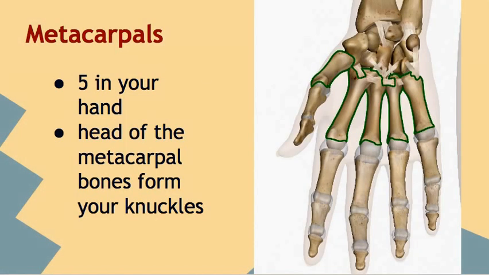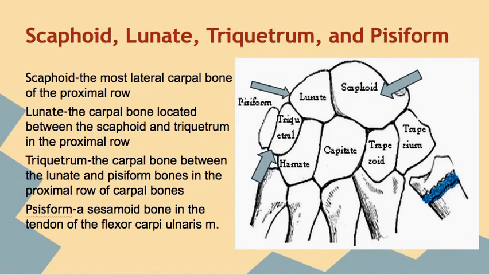There are 5 metacarpals in your hand, and the heads of the metacarpal bones form your knuckles. And then you have scaphoid, lunate, triquetrum, and pisiform. The scaphoid is the most lateral carpal bone in the proximal row.